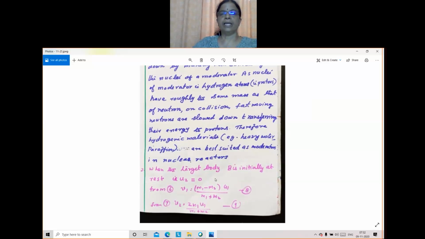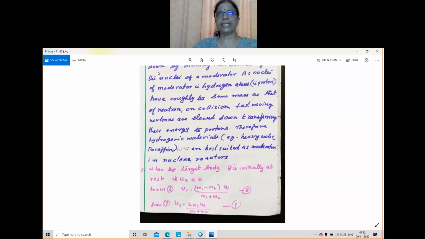Then, the next case: when the target body B is initially at rest. The second body B is at rest, that is u2 equal to 0. Second body's initial velocity is 0. A carom board example you can take.